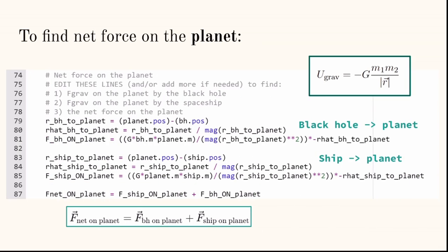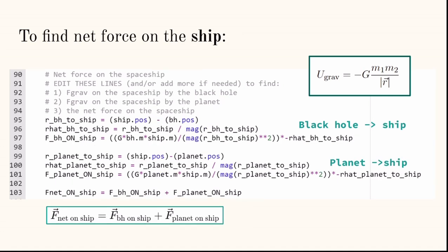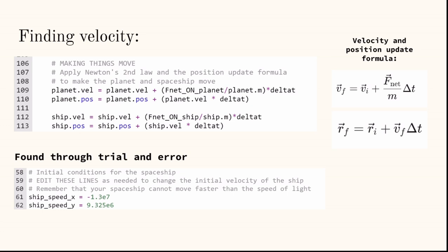In order to calculate the initial velocity, we need to find the net force on both the planet and the ship. F net on the planet is equal to the force of the black hole on the planet plus the ship on the planet, as you can see here, used from the gravitational equation. This is the same for the ship, where F net on the ship is equal to the force of the black hole on the ship plus the force of the planet on the ship. To find the velocity, we use lines 109 and 110 to update the velocity and the position of both the planet and the ship. Then we find this through trial and error, and as you can see, this is what I got.